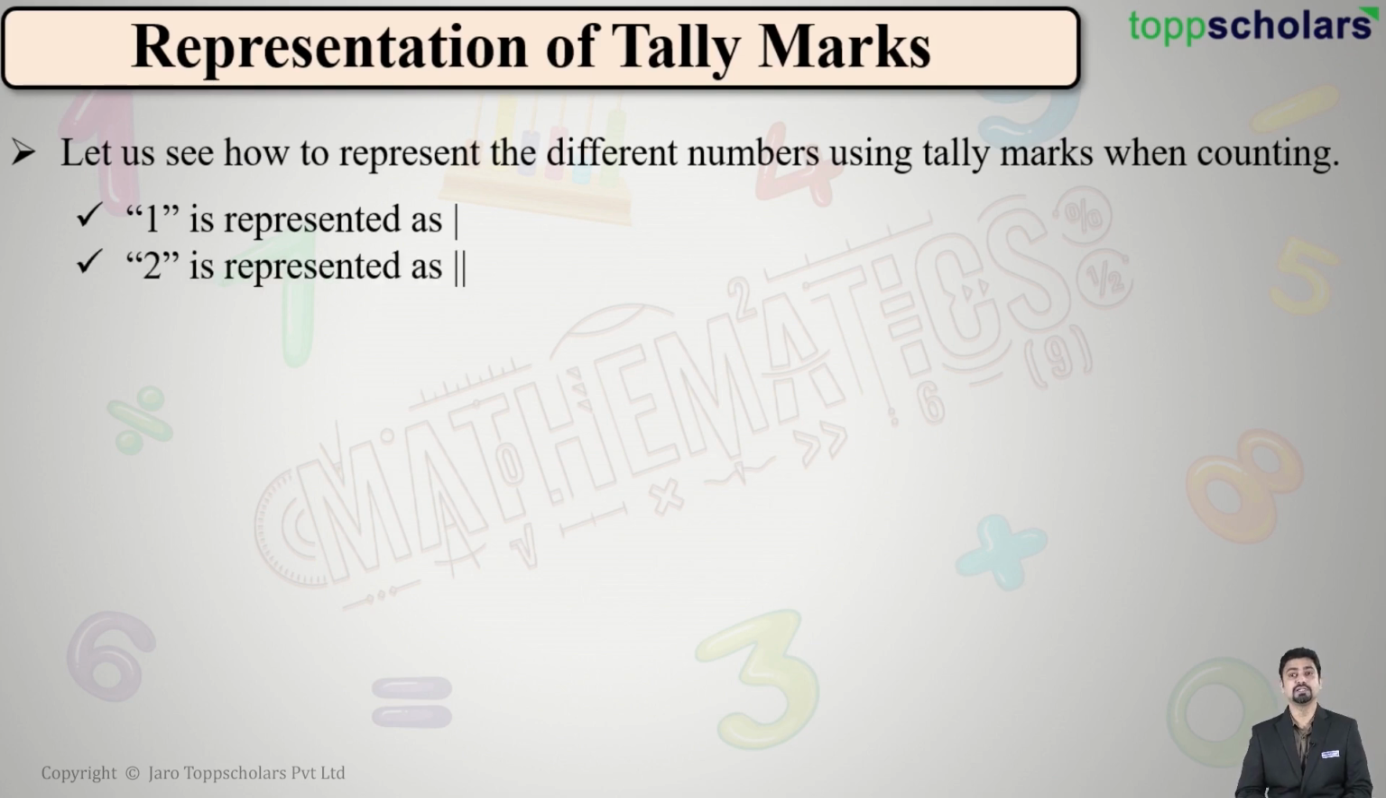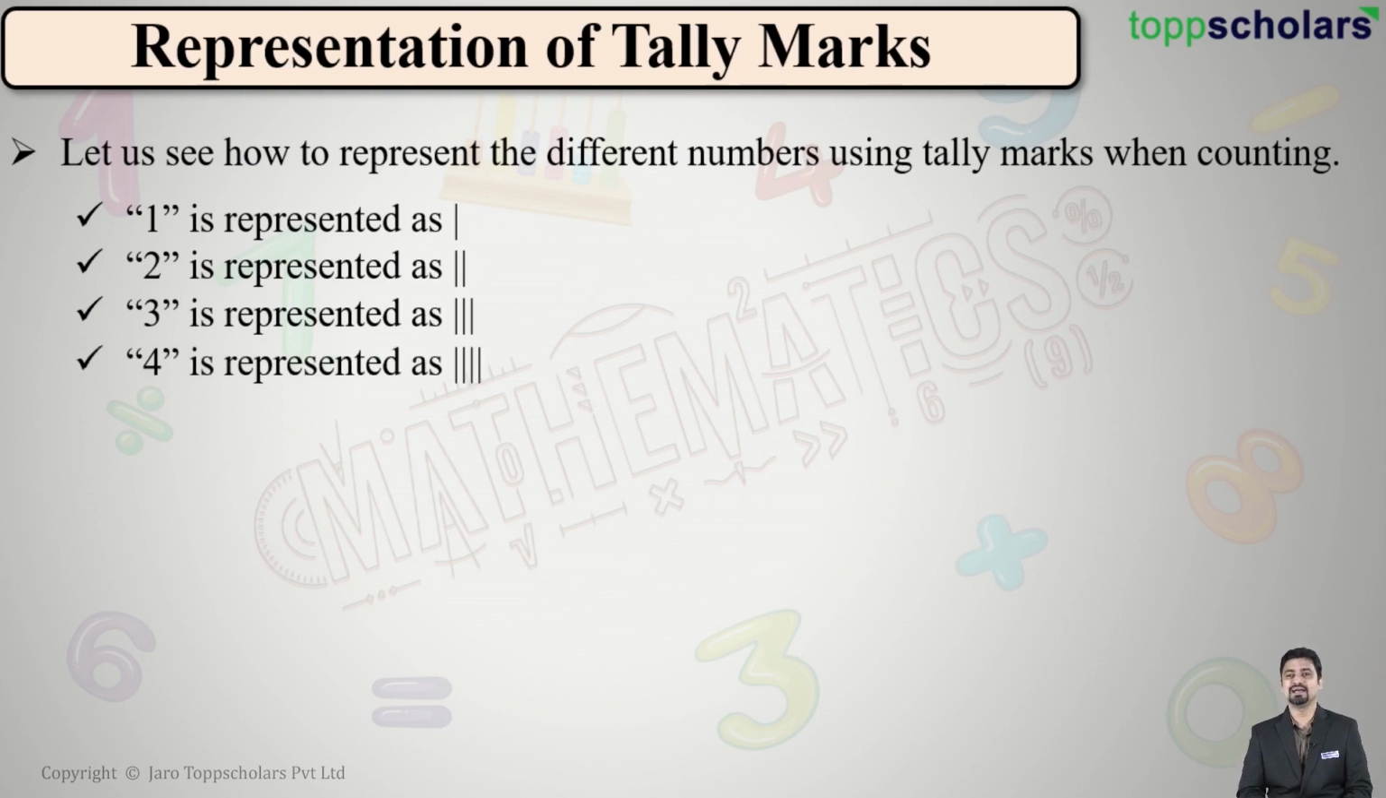2 is represented as 2 vertical lines. 3 will be represented as, yes, 3 vertical lines. Can you tell me how we represent 4 using tally marks? Yes, by 4 vertical lines like this. Now, for 5, vertical lines are 4 and the 5th line is struck across the vertical lines. This is how we represent 5.